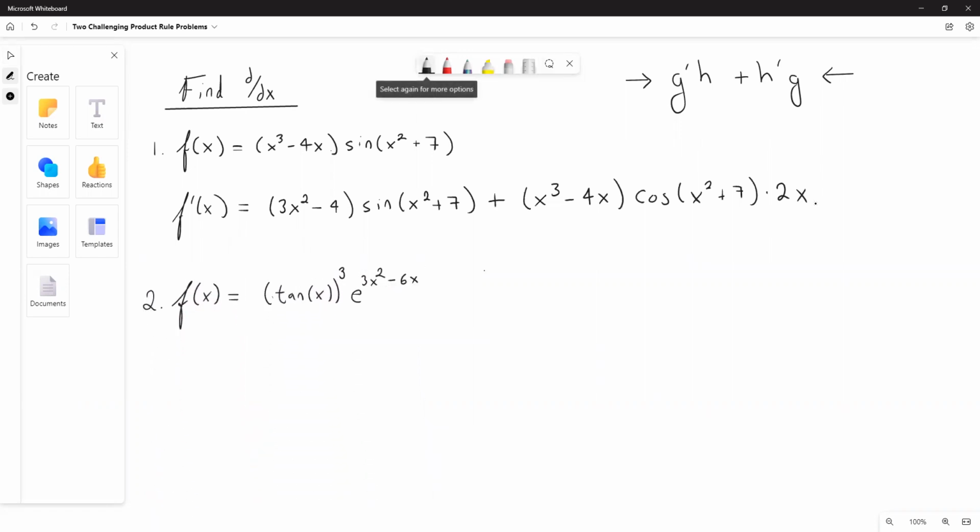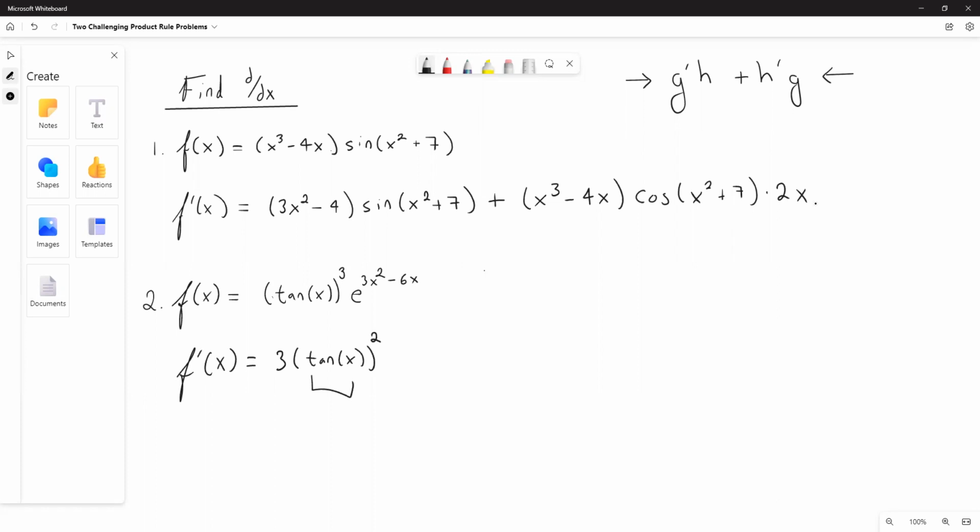all right, we've got tan of x cubed, so we're going to have to use the chain rule for that. We also have e to the 3x squared minus 6x, which we are going to have to use the chain rule for as well when we differentiate it. Okay, so f prime of x equals, we'll take the derivative of the first piece. Remember, using the power rule, we bring down the 3, rewrite the inside, reduce the power by 1.